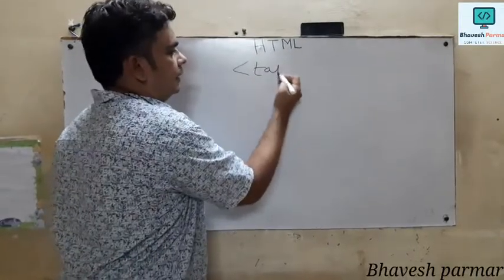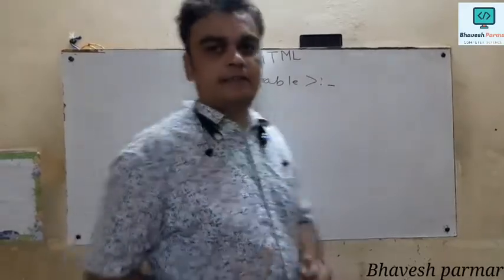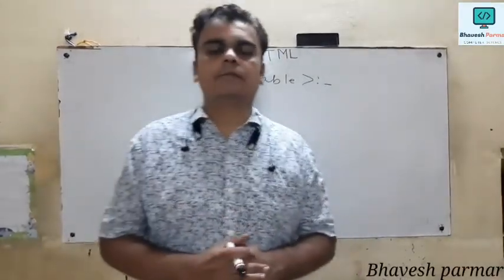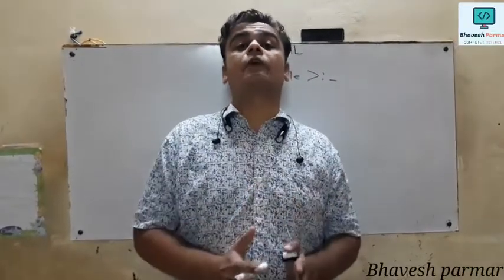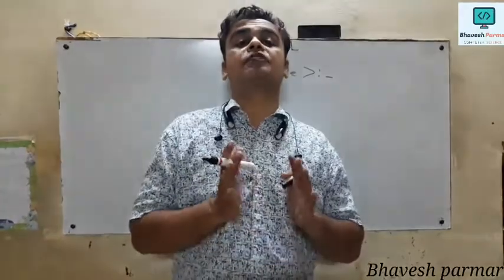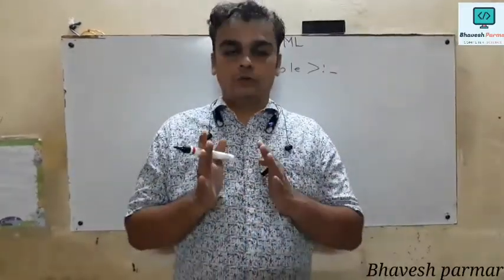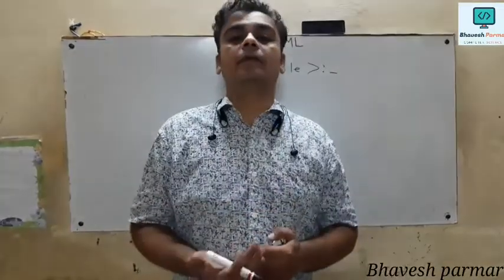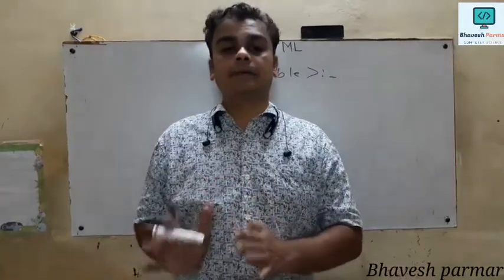So we are going to study table tag. Now guys, what is the use of this table tag? Sometimes we have to put some information in a specific order. In that case we use table tag. So table tag is generally a combination of rows as well as columns. In HTML, when we use table tag, it helps to display the information in a systematic manner.